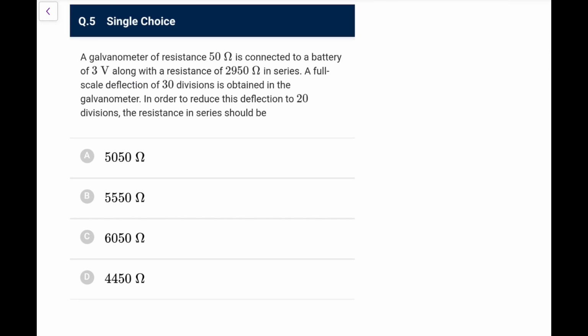A galvanometer of resistance 50 ohm is connected in a battery with a resistance in series. A full scale deflection of 30 divisions is obtained in the galvanometer. In order to reduce it to 20 divisions, the resistance in the series should be. So to reduce this to 20, that means the current should become 2/3. Now the initial current is 3 upon 3000. Now the final current should be 2/3 of this, that is equal to 3 upon 3000 plus R.